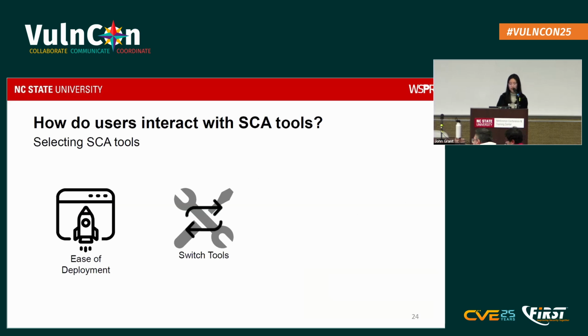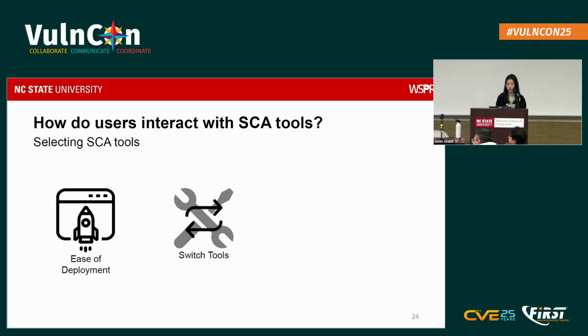Then we moved on to asking participants, how do you select these tools? The majority of them said the ease of deployment is a huge factor in selecting tools. For example, if you have all your source code or repositories in GitHub, an SCA tool like GitHub Dependabot would be really easy to integrate into all your different repositories. As compared to, say you have hundreds of repositories, and then you have to integrate each of them into a separate tool. That would be too much effort for the organization.